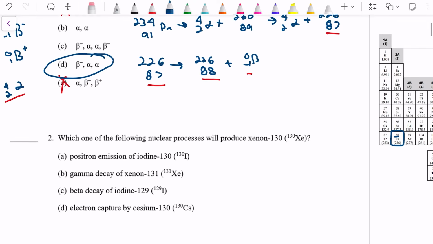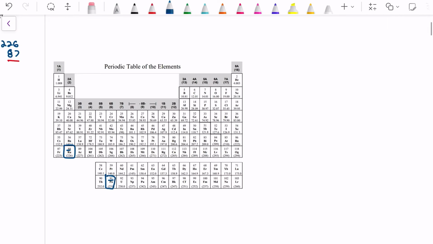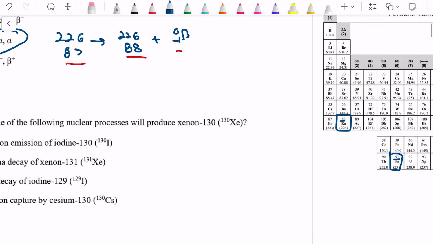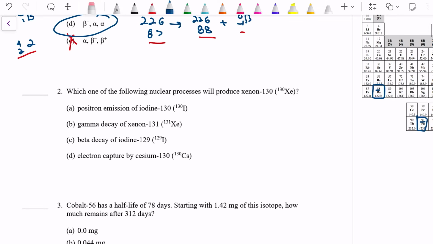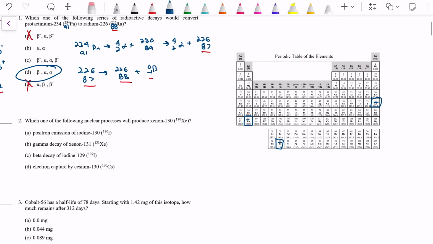Question 2: Which one of the following nuclear processes will produce xenon-130? Let's find xenon. It's a noble gas, atomic number 54. Let's just go through and check all these choices, unless they're completely ridiculous, and then we can eliminate them.